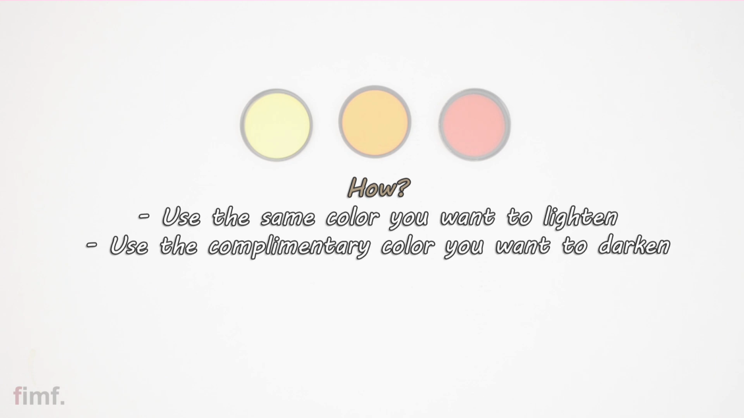So how can we achieve the desired effects that we want? How are we going to use them? The basic rule of thumb is to use the same colored filter as the color you want to lighten up in an image. Or if you want to darken a particular color, you're going to use the complementary color.